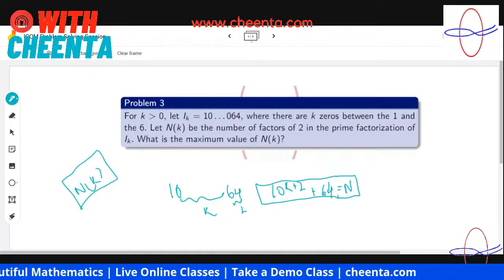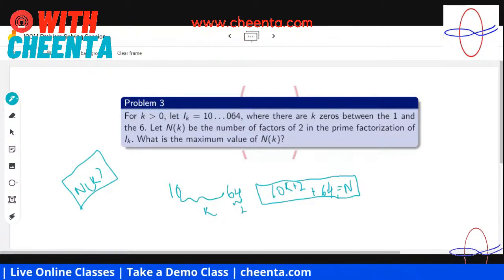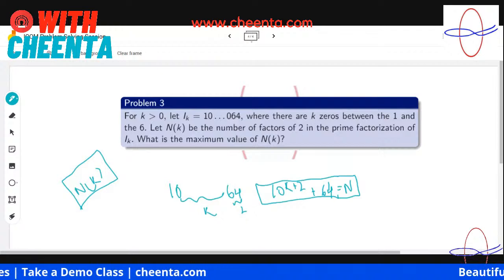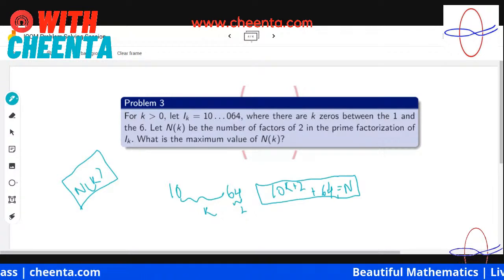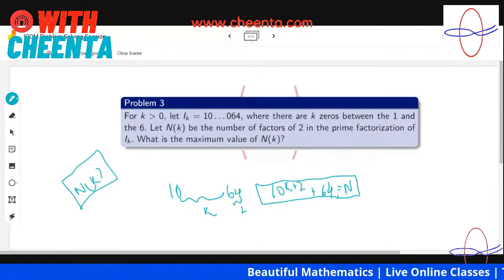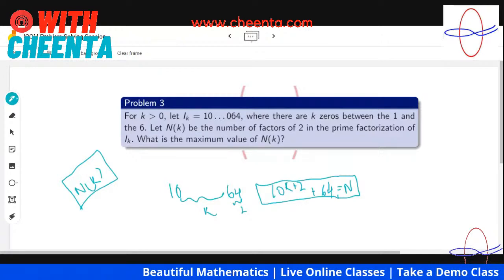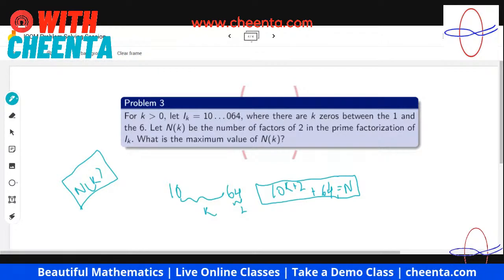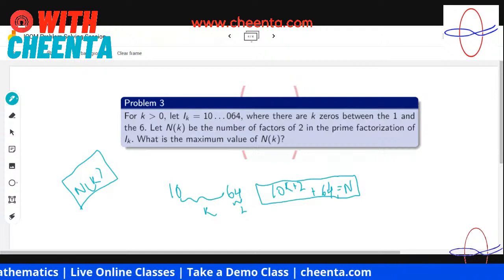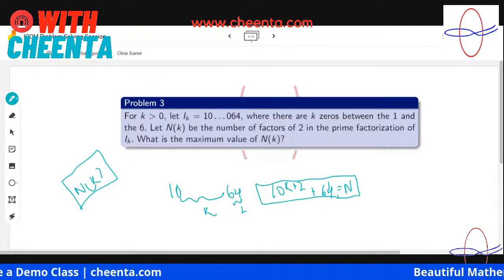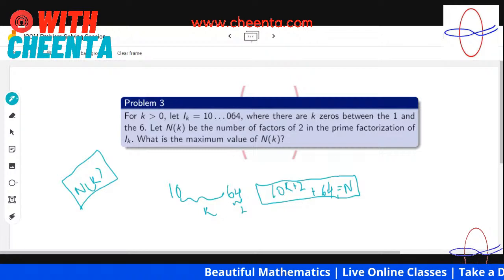Number of 2's? Yes, perfect. That's it. How many 2's come up in the prime factorization? So how many factors of 2 are there? Very good. So it has sort of disguised the problem in a very different form: what is the maximum power of 2 that is possible over here?